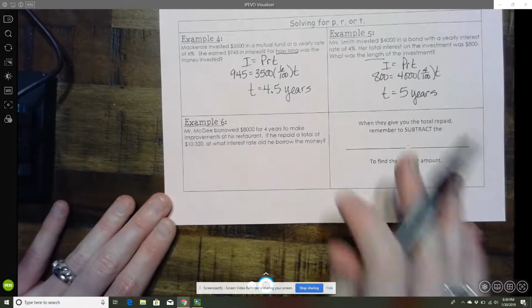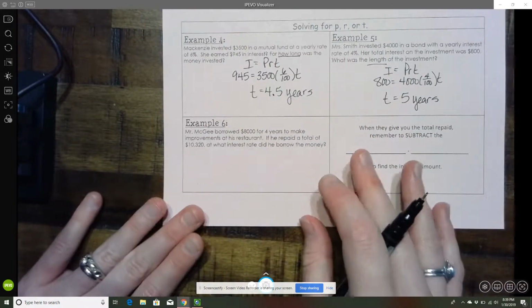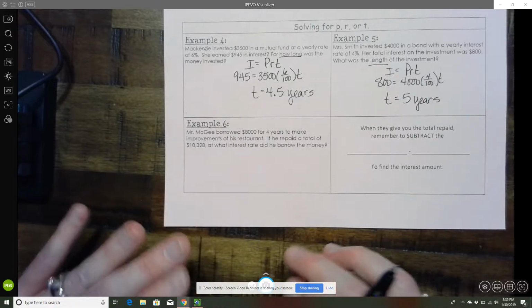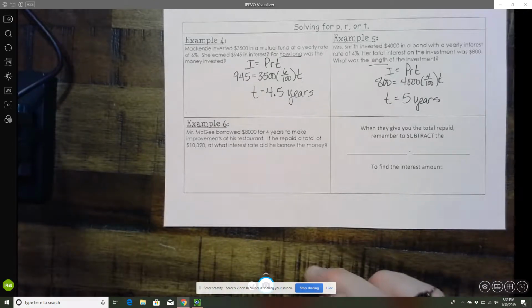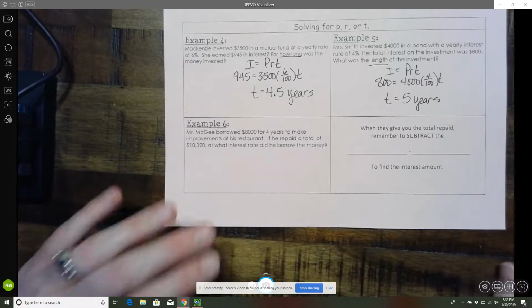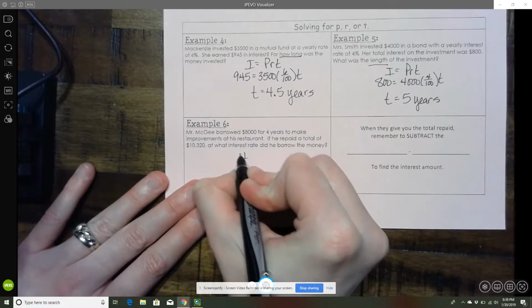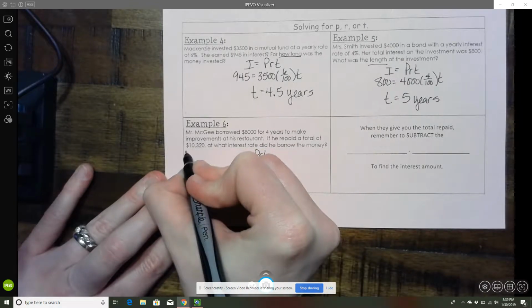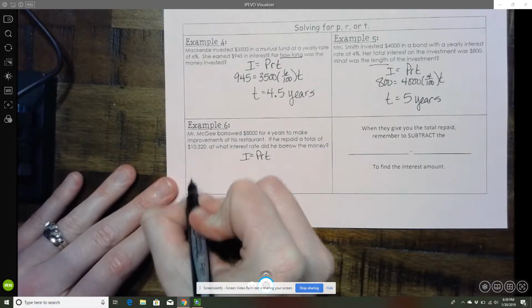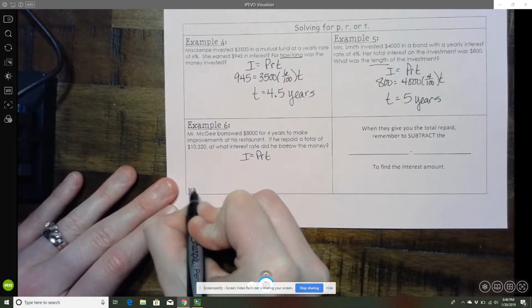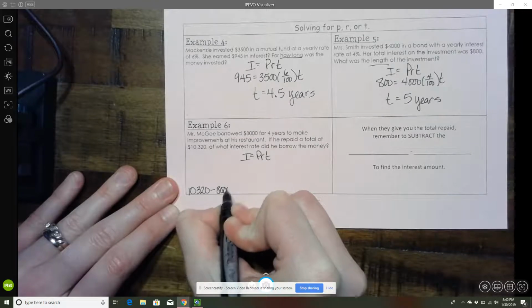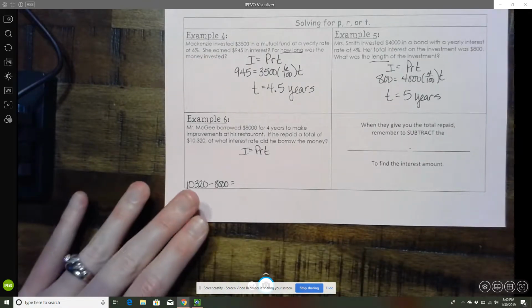All right, example 6. Mr. McGee borrowed $8,000 for 4 years to make improvements at his restaurant. If he repaid a total of $10,320, at what interest rate did he borrow the money? All right. So they don't give me the interest, but they give me the total. So to find the amount of interest, I would subtract the principal from the total.